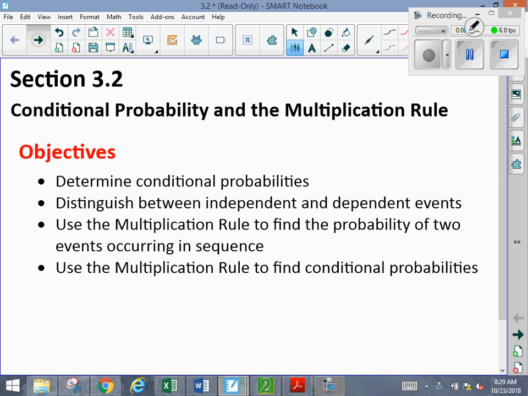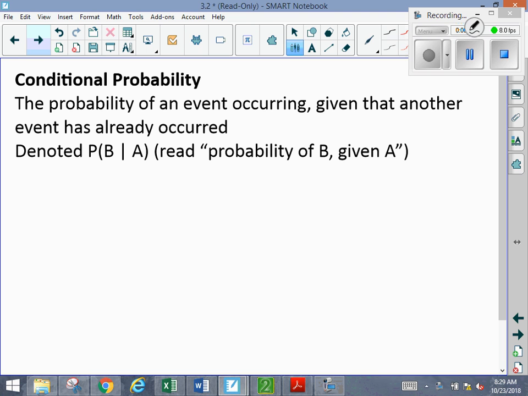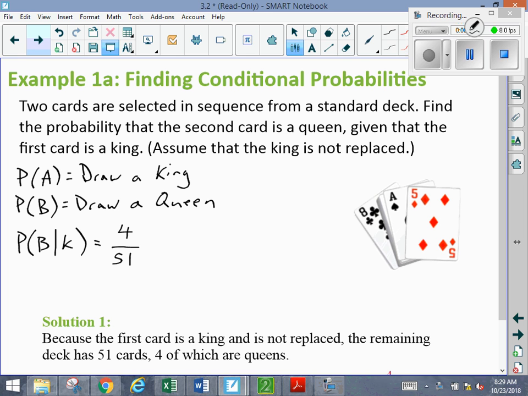Right, here are the objectives. Here's the definition, if you want to write it down. There we go. Let's talk about this.